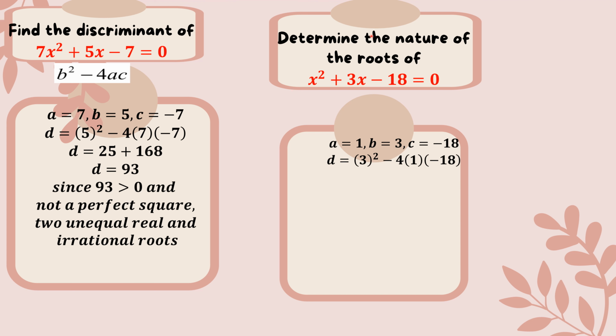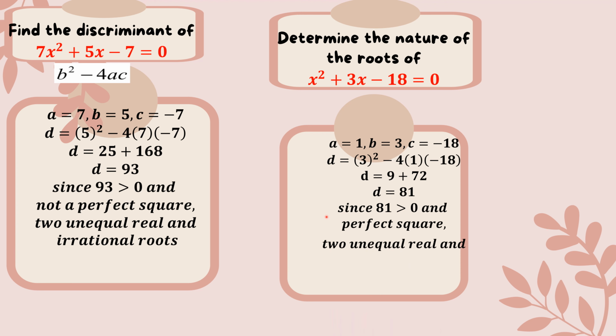So x squared plus 3x minus 18 is already in standard form. Our A is 1, our B is 3, and our C is negative 18. For our discriminant, we have 3 squared minus 4 times 1 times negative 18. We have 9 plus 72, so our discriminant is equal to 81. Remember, 81 is greater than 0, and 81 is a perfect square. So how do we describe the roots? If it is greater than 0 and at the same time a perfect square, there are two unequal real and rational roots. I hope you can now cite the difference between this example and the previous example.